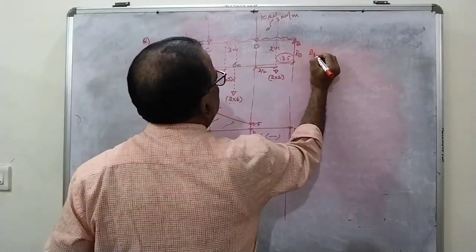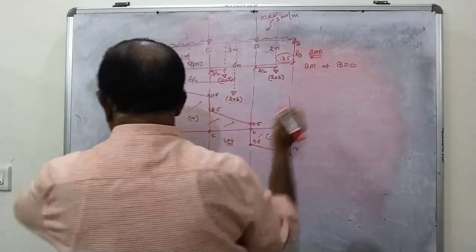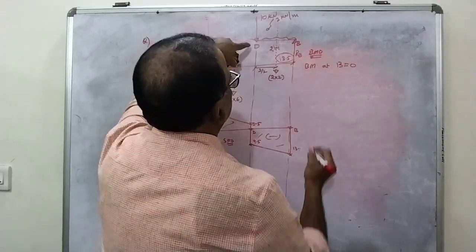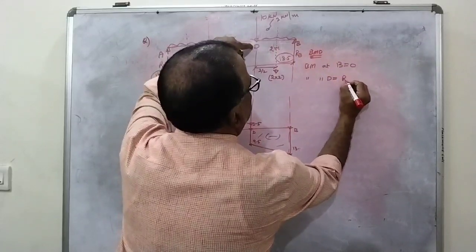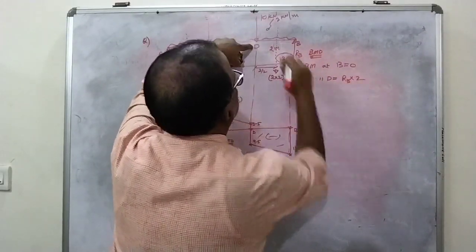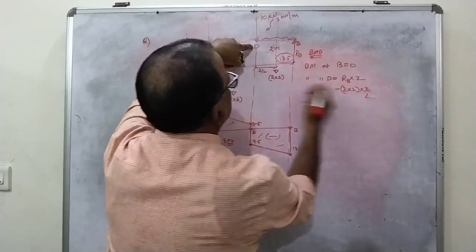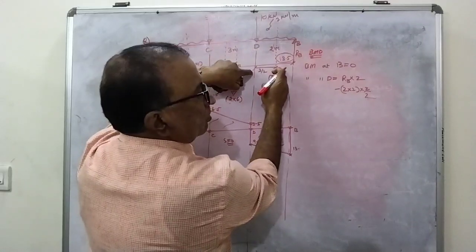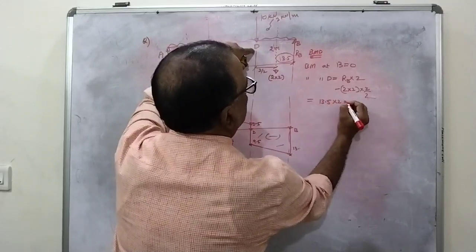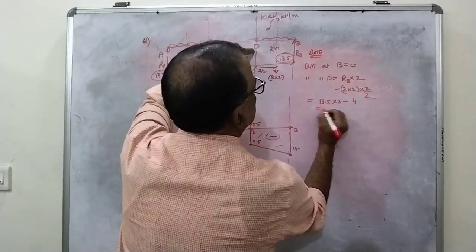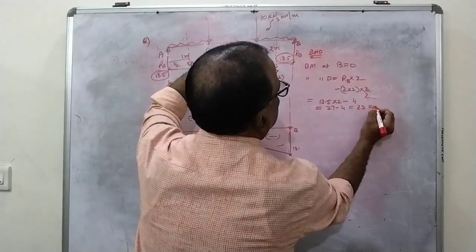Now, let us draw the bending moment diagram. Bending moment at B is equal to, once again it is 0 at simple support. Next is bending moment at D. How many loads are there? RB into 2, downward load minus 2 into 2 into 2 by 2, at D. So what is RB? 13.5 into 2 minus 4. This is 27 minus 4, that is equal to 23 kilonewton meter.